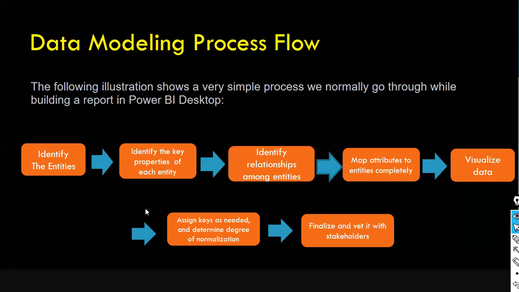In case the filtering is not happening for some reason, you need to assign some keys and then proceed with determining the degree of denormalization. In this case it is denormalization, because we are talking about the star schema and snowflake schema. And finally, vet it with your stakeholders. You share the document: this is our understanding.